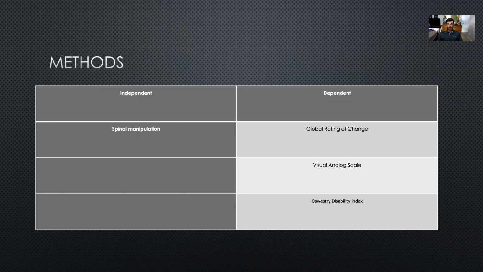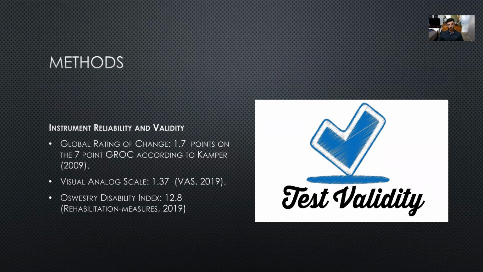So the reliability and validity of these tests: for the global rating of change, there needs to be a difference of 1.7 points on the 7-point scale in order for it to be considered a clinical difference. For the visual analog scale, it is 1.37. And then for the ODI, it's on a scale of 0 to 100, so the difference is 12.8.